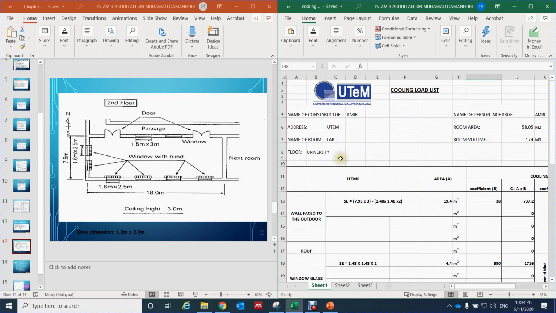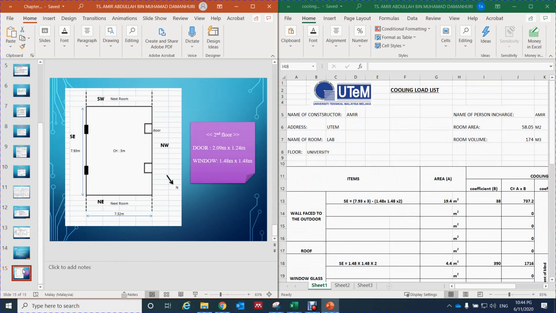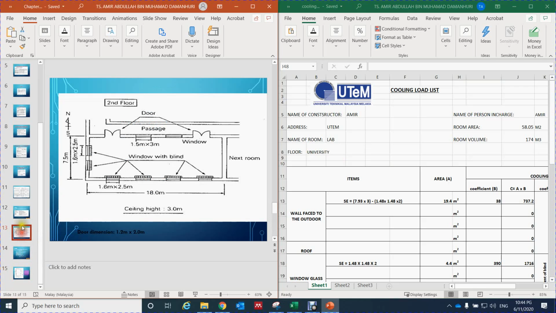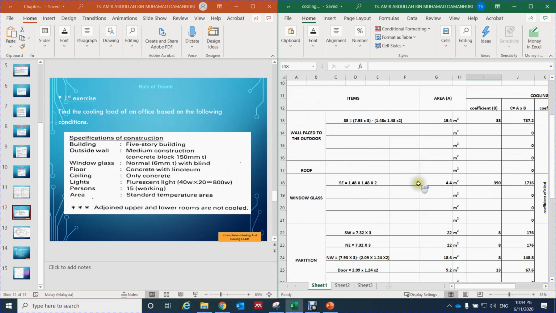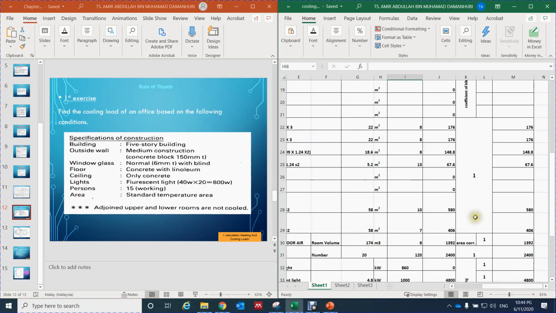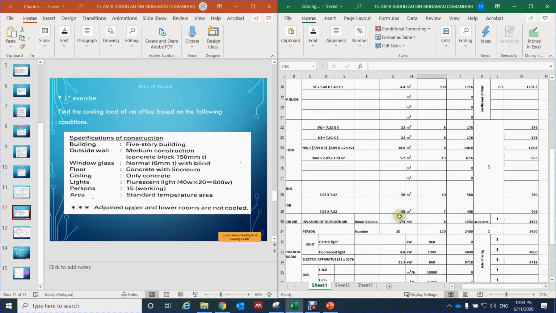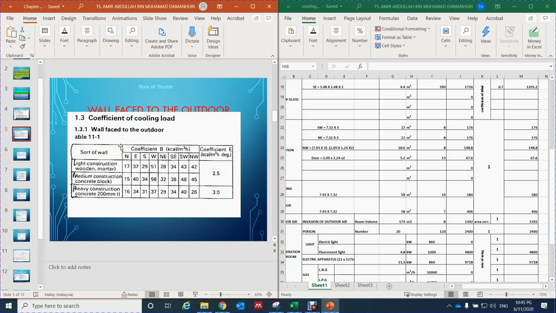This is the second exercise for this particular cooling load area. So please try it at home and make sure you do it until you are familiar, because this is quite an easy question, but you have to refer back to the coefficient of load here.